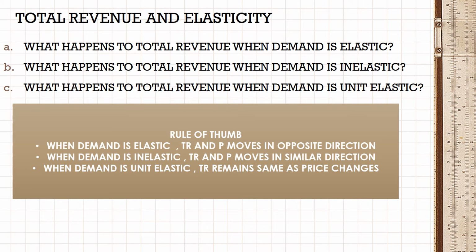And the final one is what happens to total revenue when demand is unit elastic. So the coefficient value of unit elastic is equal to 1. Total revenue will remain constant regardless of the change in price, whether price is increasing or decreasing, the value of total revenue will remain exactly the same.